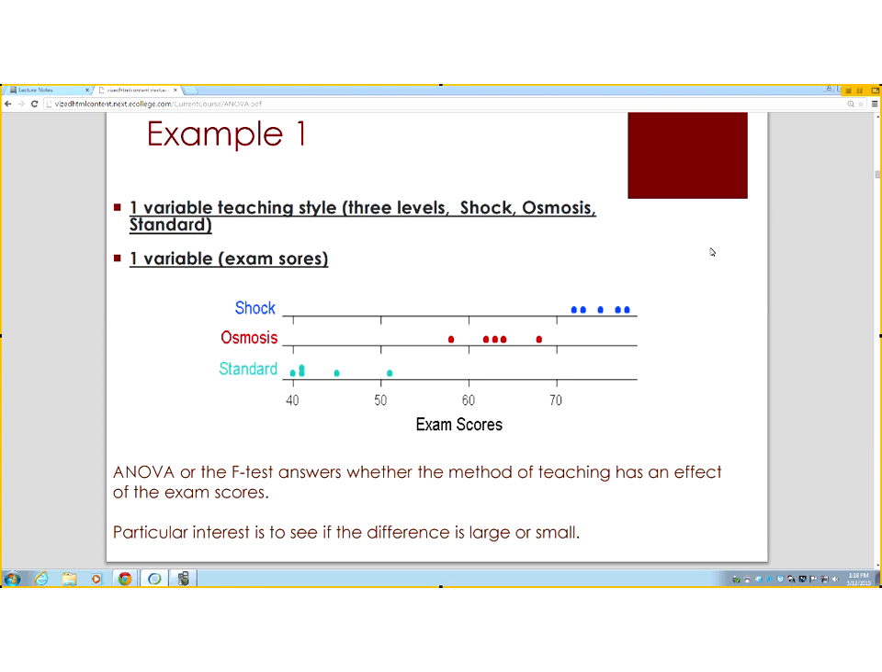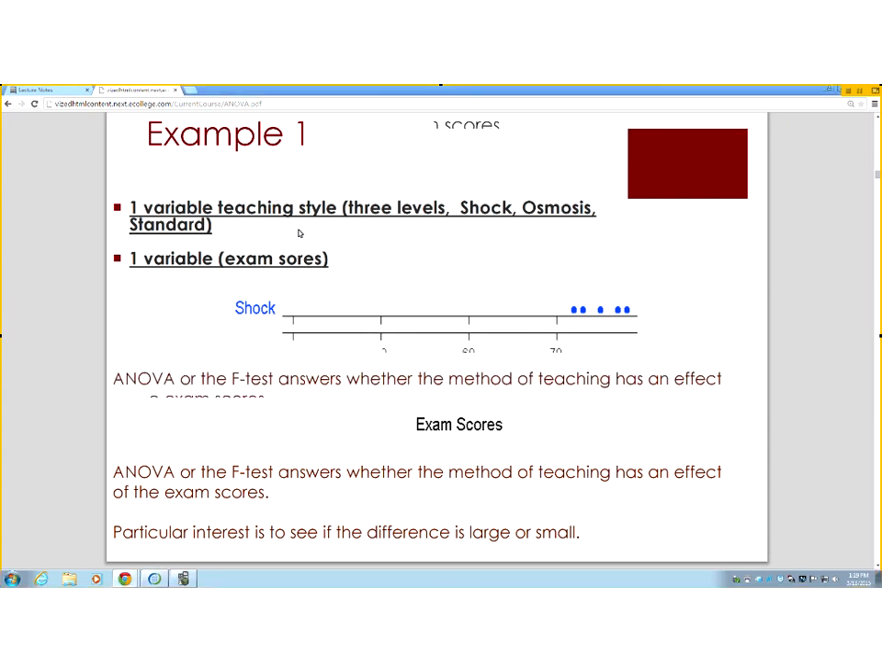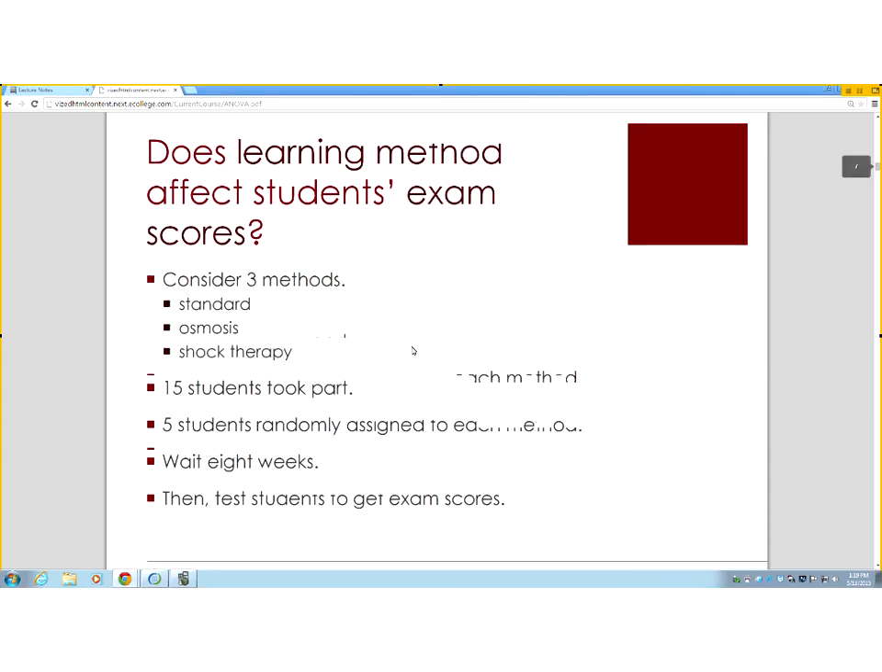All right, so what you should see on your screen now is 3 groups. You have data that's blue from our first group, you have red data, and you have kind of greenish data. This is data that was collected. It's not real data, it's just made up data. Does learning method affect students' exam scores? I'm just trying to explain visually what the variance between samples and the variance within samples mean.